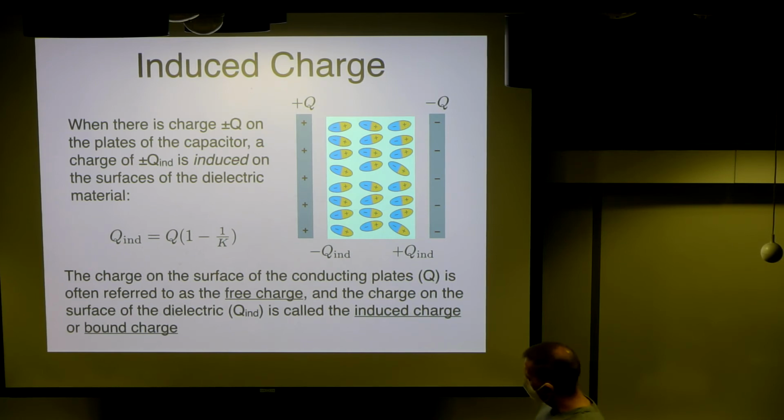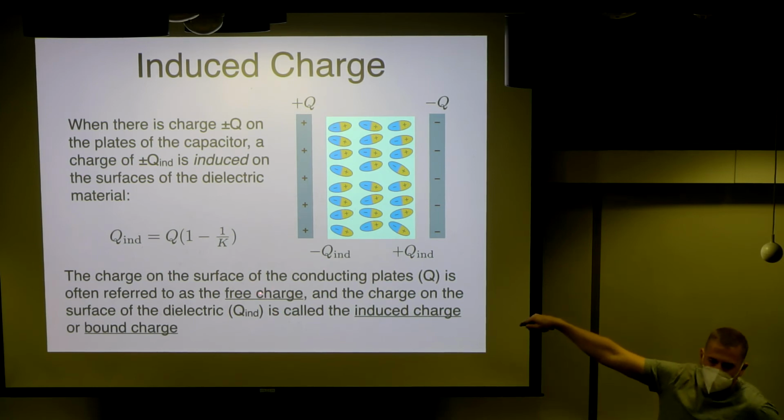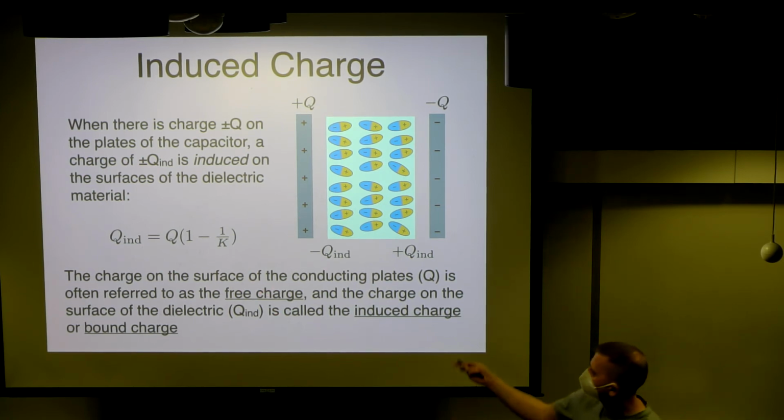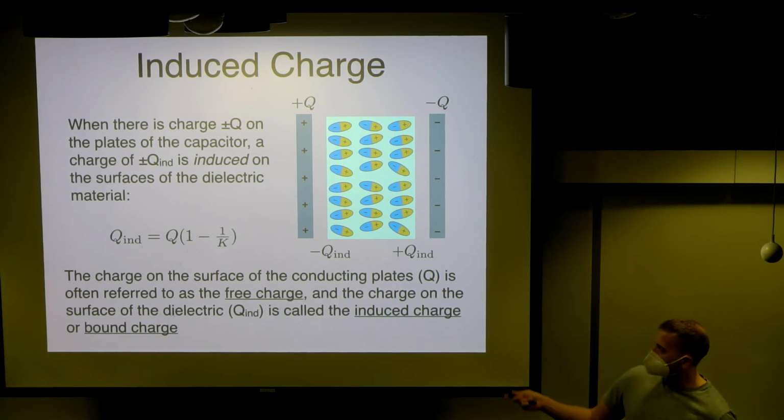All right, just a little bit of terminology here before we move on. Sometimes the charge on the plates is called the free charge, and it's called that because presumably this is part of some conductor, and that charge is free to move around within the conductor. The charge that appears on the surfaces of the dielectric is often called the induced charge. Sometimes it's also called the bound charge. So that's just some terminology for what we're referring to here.